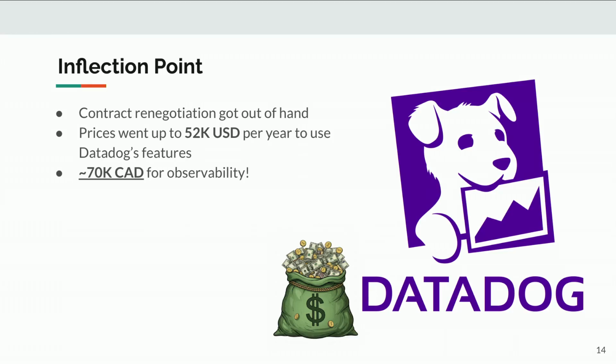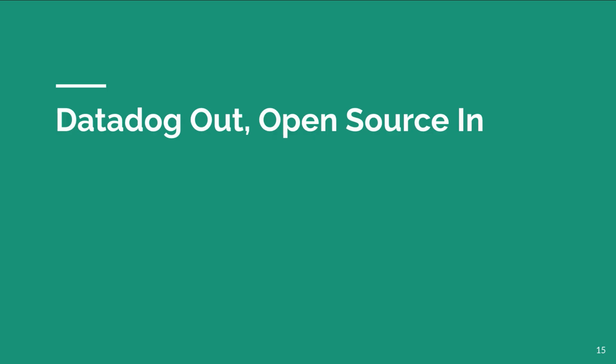So it was decided to move away. And this was back in, I think, 2023, 2024. We decided to start looking for greener pastures. So that's where the purpose of the talk comes from: Datadog out, open source in.